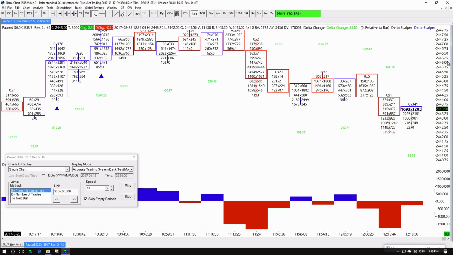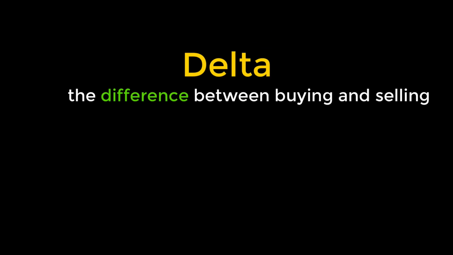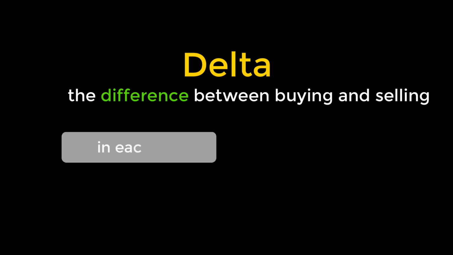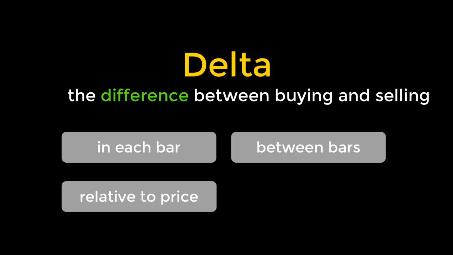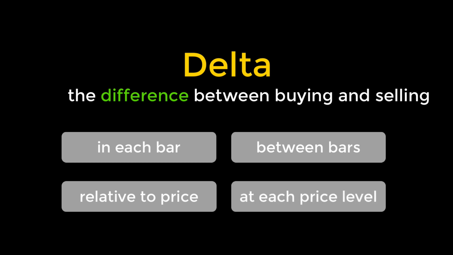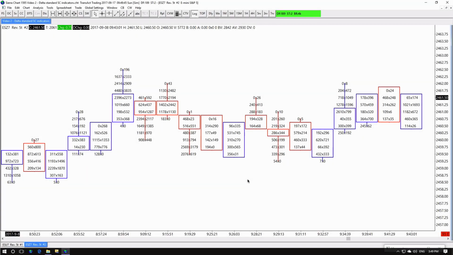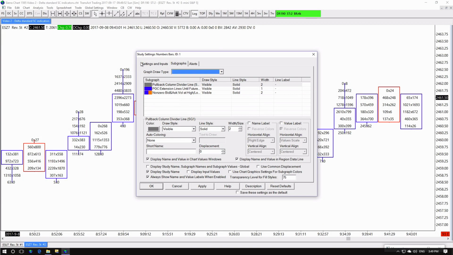So now we've defined delta, and we've considered what we can see when we look at the delta of a price bar, the relationship between price and delta, and also the relationship of delta between different price bars. Now let's think about what delta can mean for the individual prices that have traded within a price bar. We can visualize this in different ways in Sierra Chart. Let's begin by taking a numbers bars chart, and we'll change the text display from bid and ask volume to ask bid volume difference, or in other words, delta.